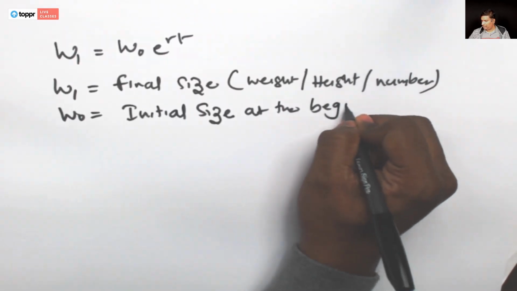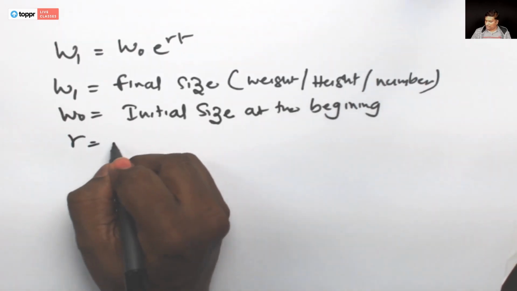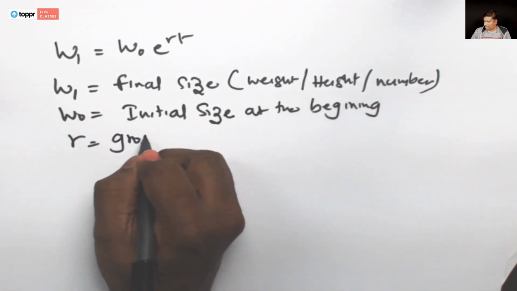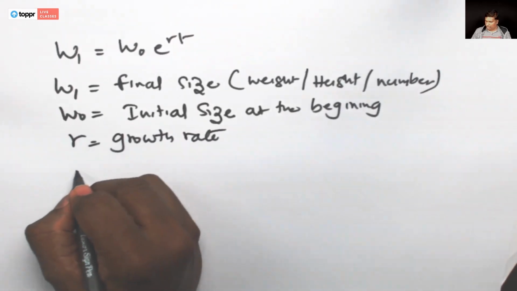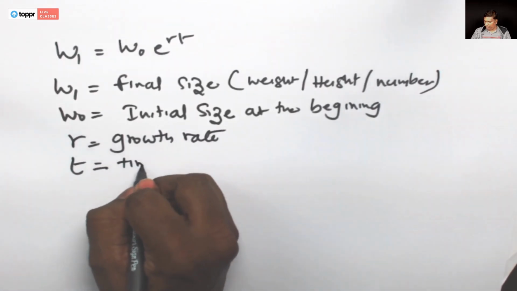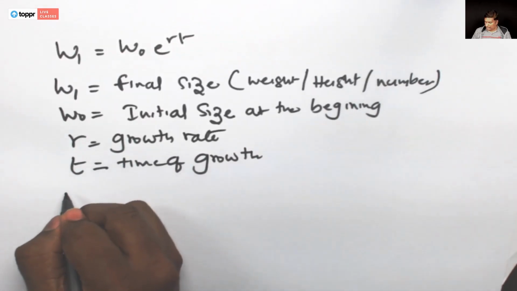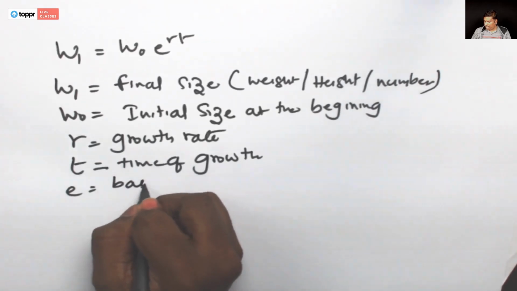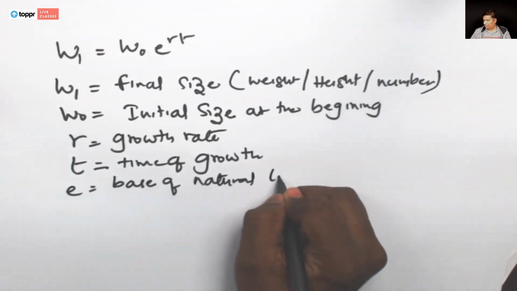At the beginning. Then R is the growth rate. T is the time of growth. And e is the base of the natural log.